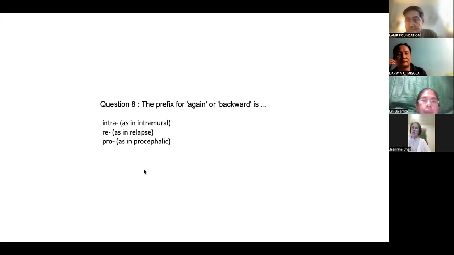Re, as in relapse. Okay, talking about relapse. How is it different from the term remission? Let's say you were diagnosed to have cancer, you received chemotherapy. Okay. Relapse, pag umulit po. Umulit, bumalik. Pag remission, parang nagpahinga, nasa stage siya ng nawawala.